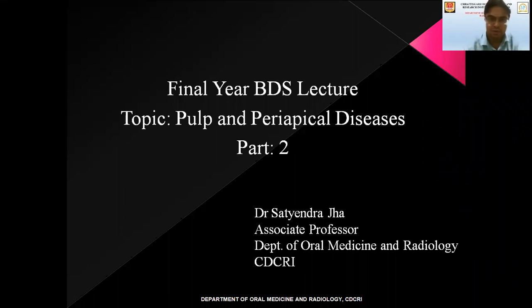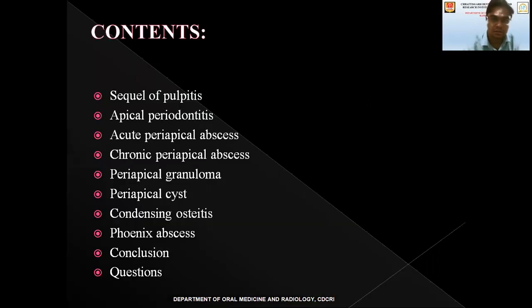Today we'll discuss the second part of pulp and periapical disease. In this lecture, we will learn about the sequelae of pulpitis, what is apical periodontitis, what is acute and chronic periapical abscess, what is periapical granuloma, periapical cyst, what is condensing osteitis, and phoenix abscess, and thus we will be concluding this topic.